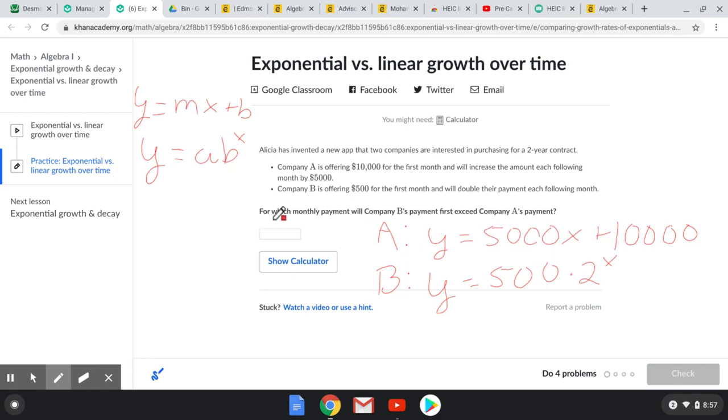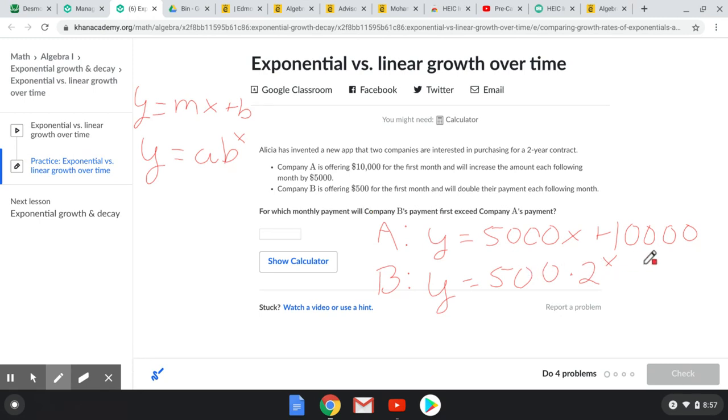Okay, so then the question says, for which monthly payment will company B's payment first exceed company A's payment? So company A starts at 10,000 and company B starts at 500. So company A starts higher, but because it's linear and B is exponential, B is going to pass it at some point. So we want to find out where company B's payment is going to pass company A. So there are 3 ways that we could do this.